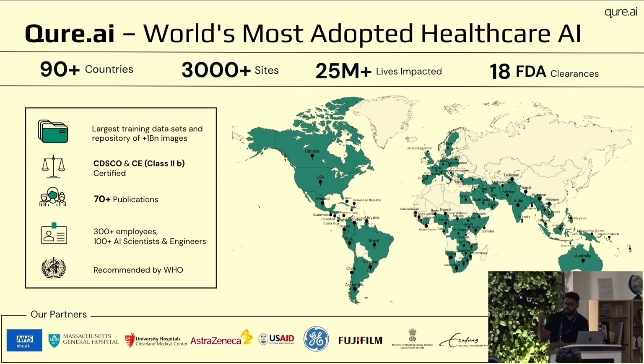And we have a big team. We have an office in Bangalore as well, and we are currently around 300, 350 people, and we have 100, 150 AI engineers. And we are one of the AI models being recommended by the World Health Organization for use in settings where there is no reader. That means there's no radiologist or doctor available. You can use it for tuberculosis detection.